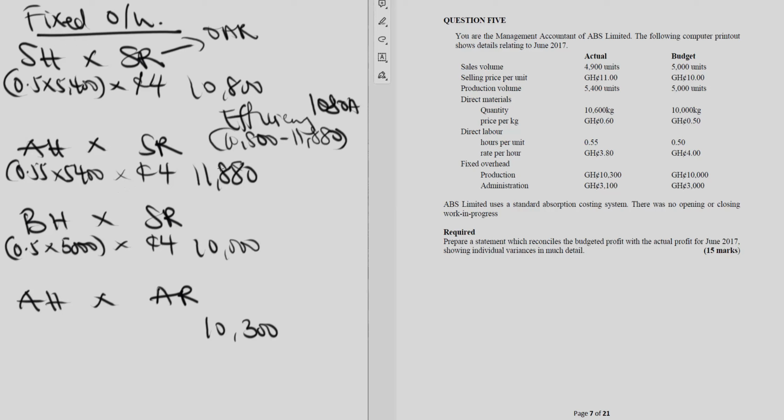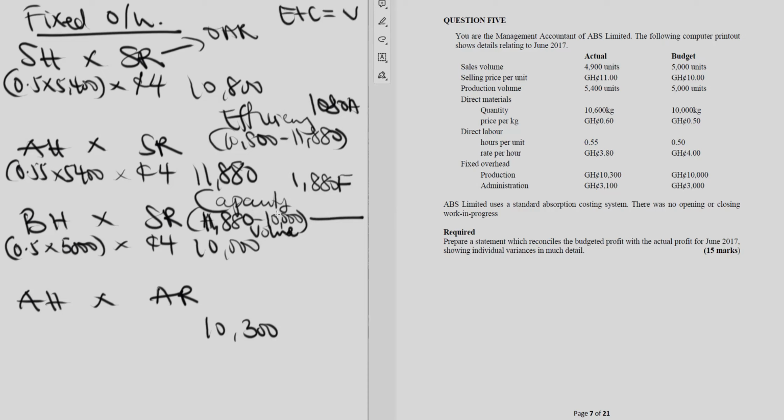So we come here. The difference between this is capacity. That's the second one that follows: capacity. That's 11,880 minus 10,000. So capacity variance, you realize that is favorable, 1,880 favorable. Now, one thing you should understand is the sum of your capacity and efficiency. So efficiency plus capacity is equal to the volume variance.